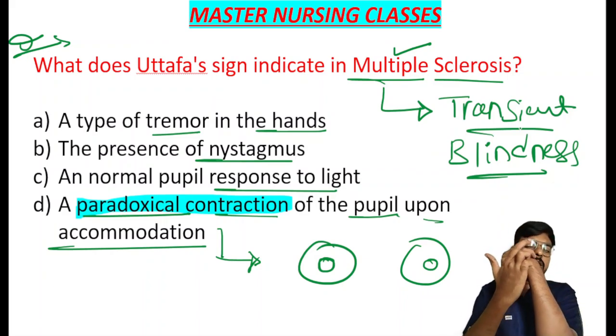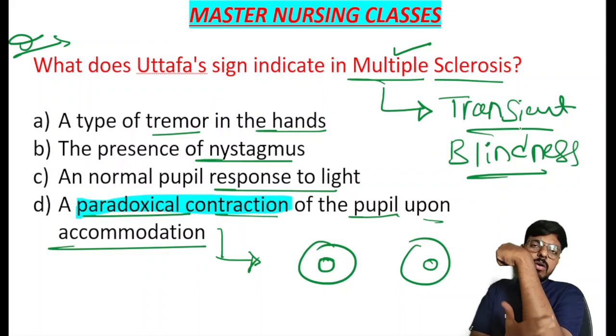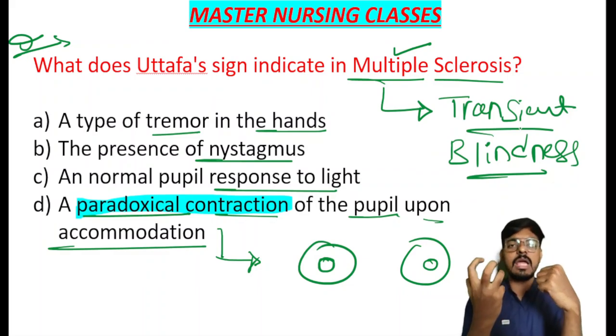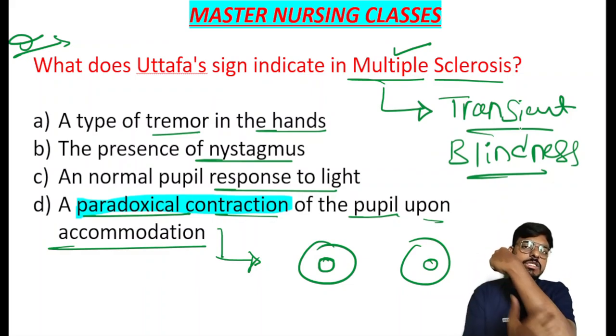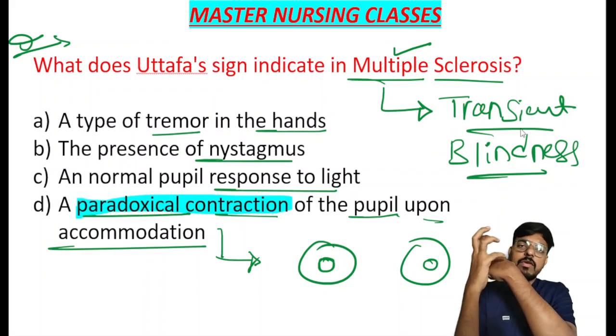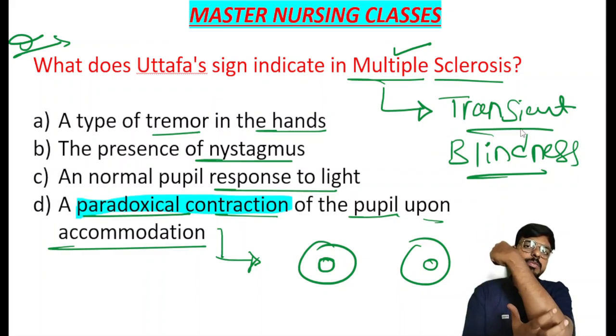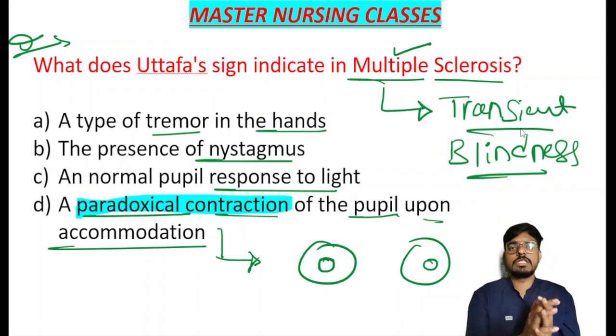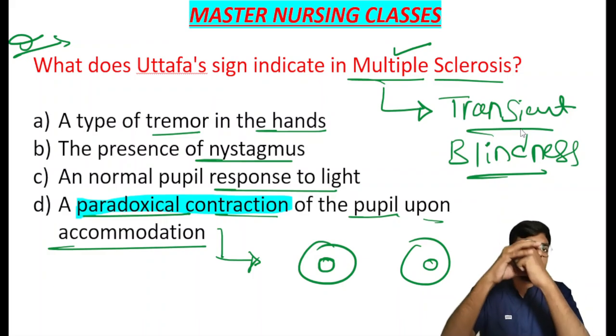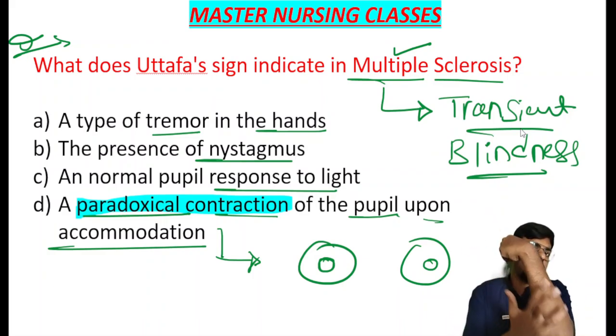Then he will get a current-like sensation over his spine. Over his spine, the patient will feel a current-like and pain-like sensation, suddenly running from the top to the bottom of the spine. This kind of feeling the patient will feel in multiple sclerosis. So what is the name of this sign? When the head is flexed, the current passes here, the pain radiates down the spine. What do we call this one?